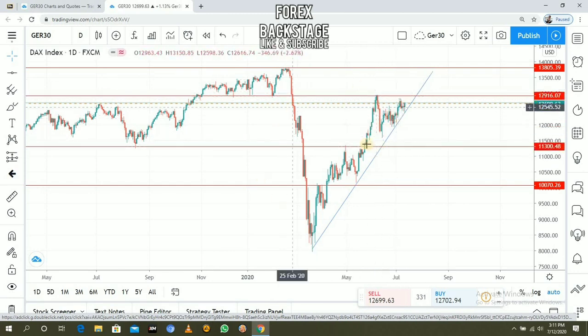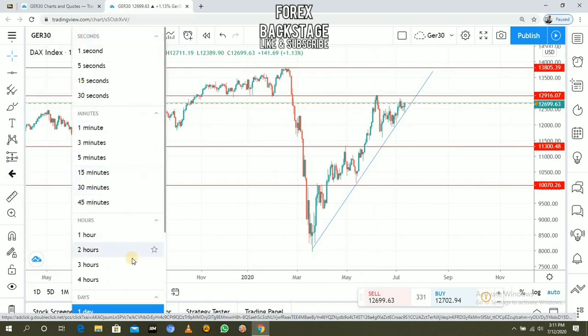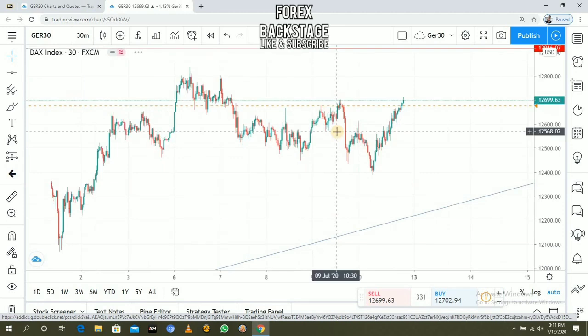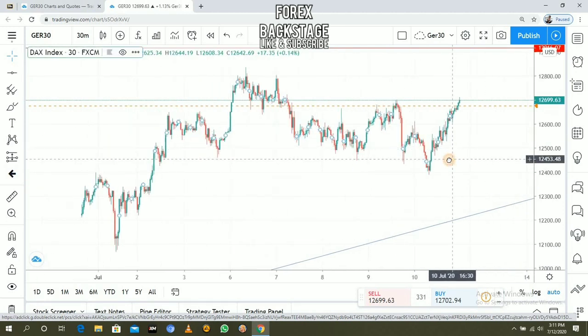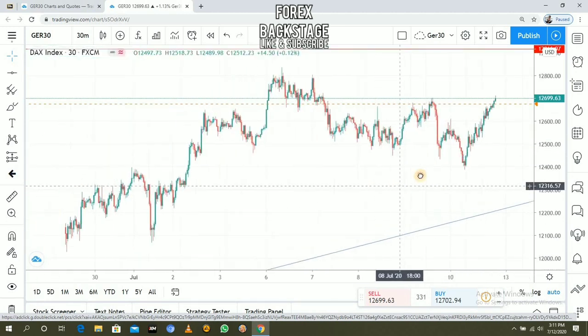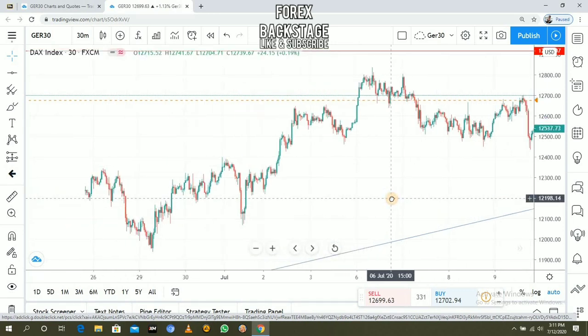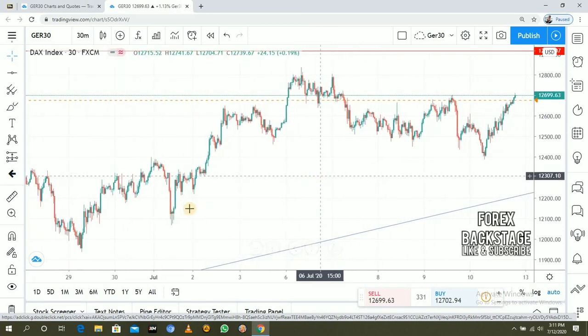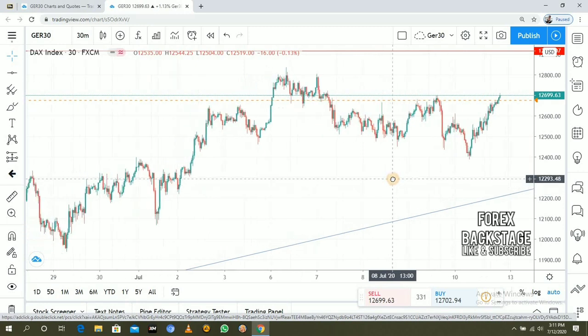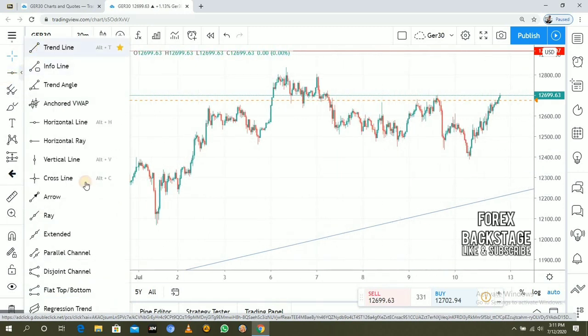So guys, let's just leave the daily time frame like this for now, and then go to, we can use four hourly or daily, but for now I won't use these two. I'll go under the 30 minutes time frame. So here is the 30 minutes time frame. On the 30 minutes there's a certain trend. There's a trend line here, if you can see.